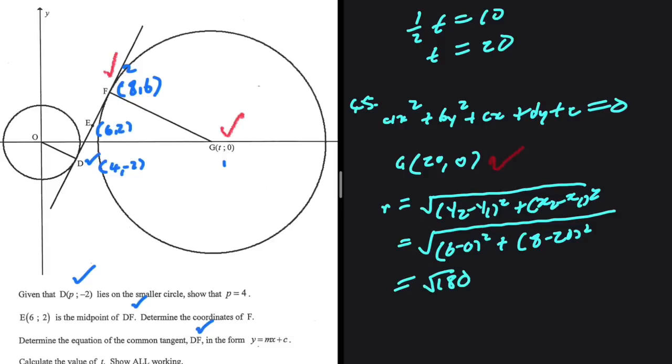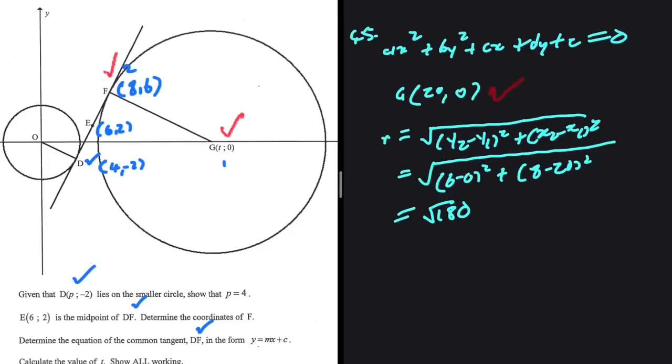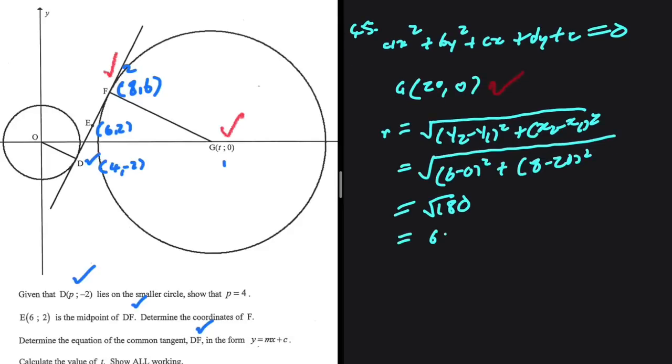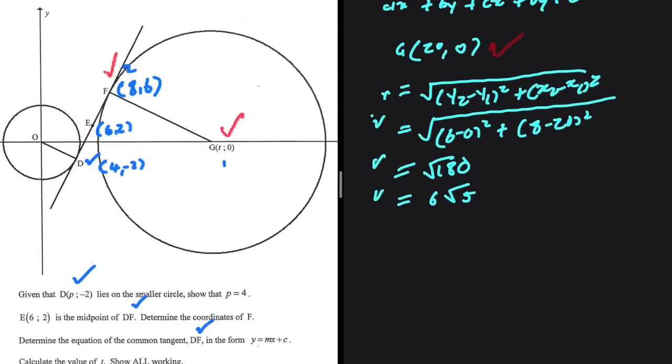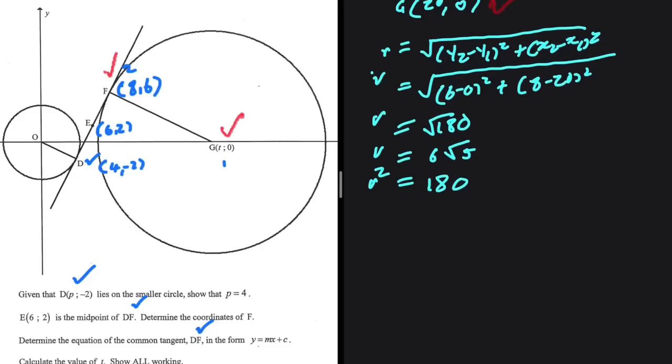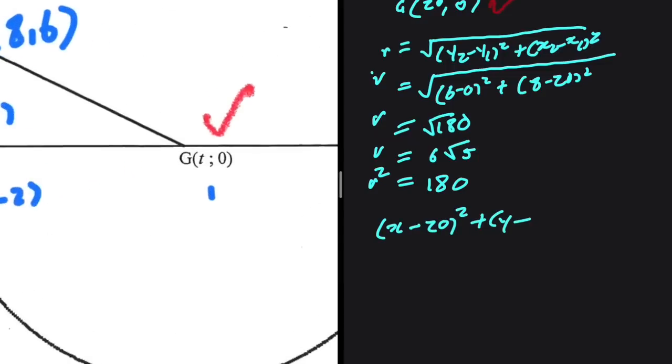Can I further simplify that? Let me put it in my calculator. Okay, if I further simplify it, I get 6 square root of 5 as r. So that's my value of r. If we go ahead and find r squared, it is going to be 180 if r is equal to the square root of 180. Okay, so right now we can have x minus the value of t, 20, squared, plus y minus the y coordinate of G, which is 0, squared, being equal to radius squared, which is 180.